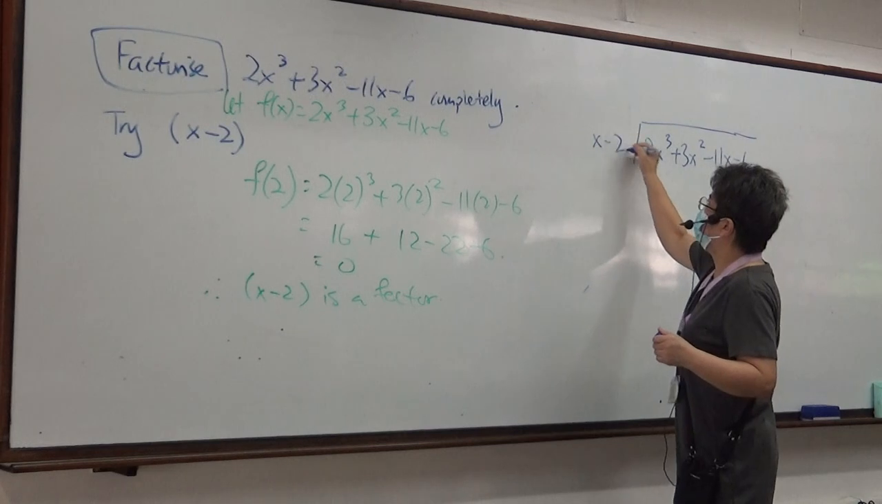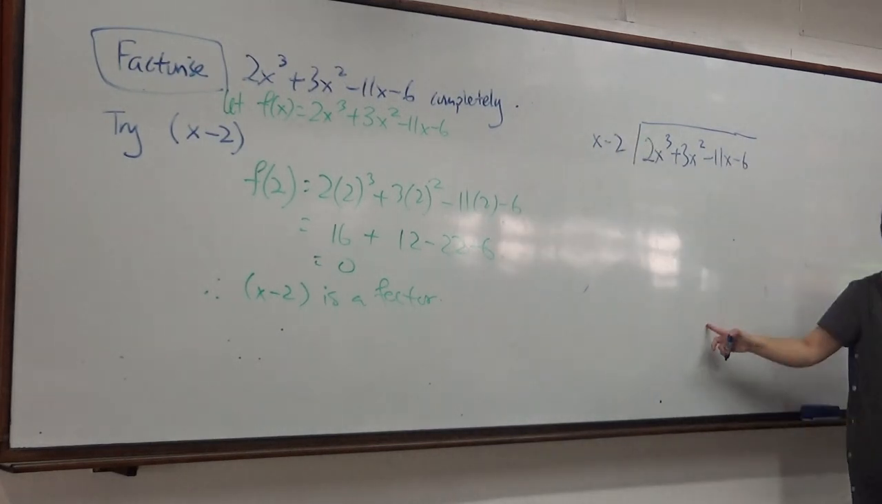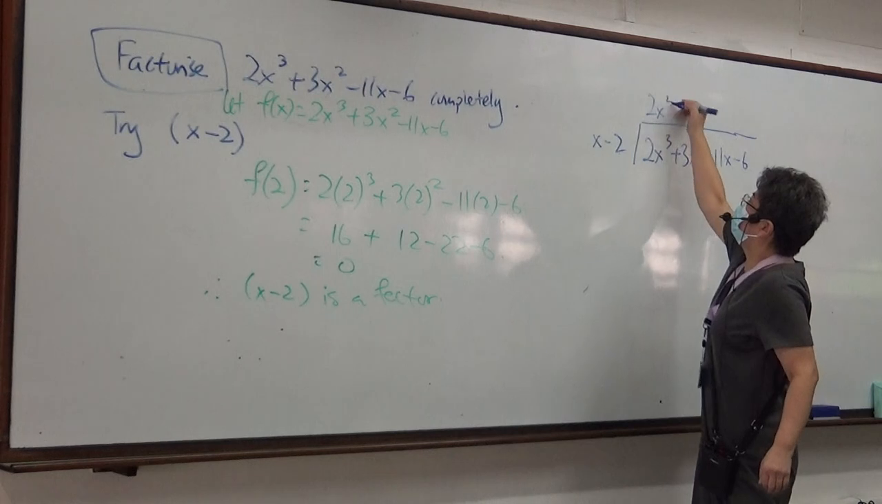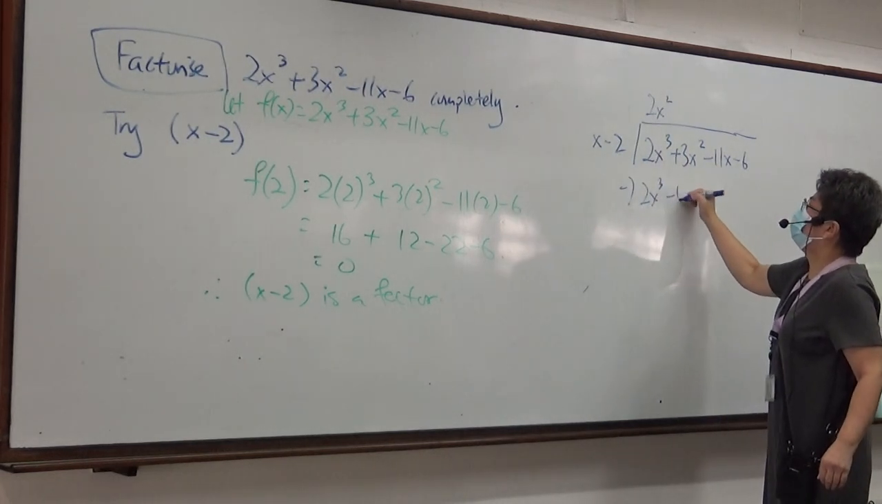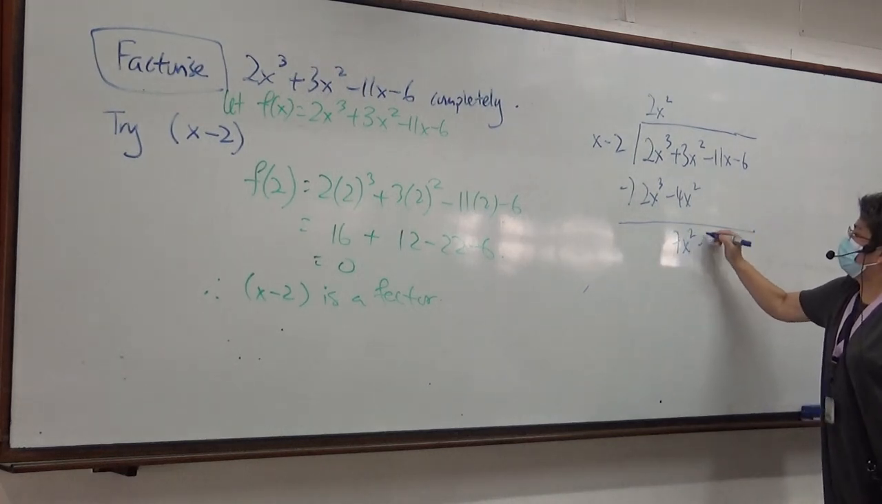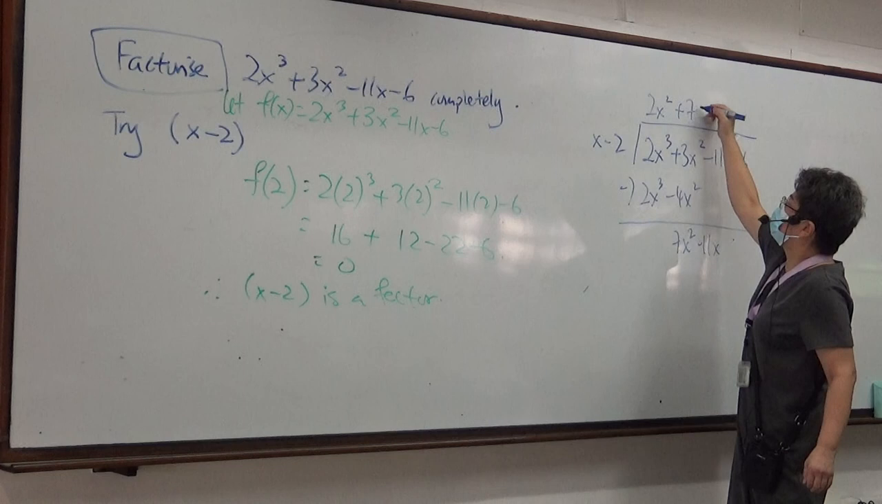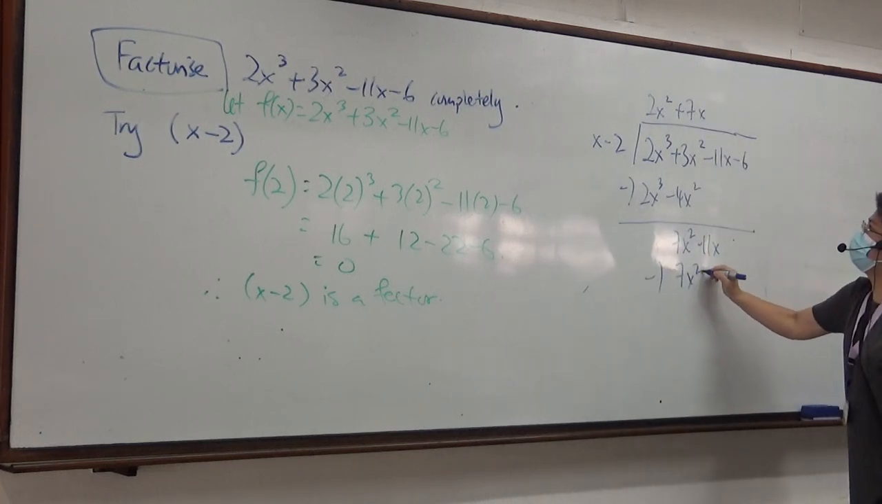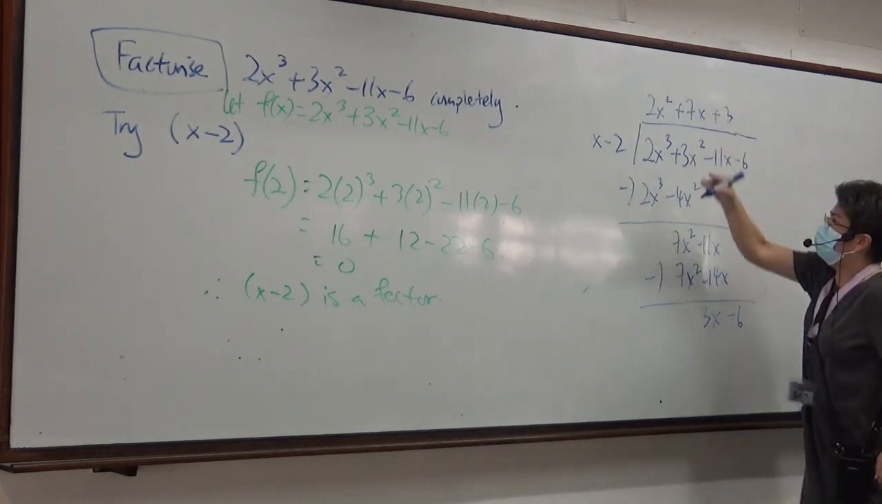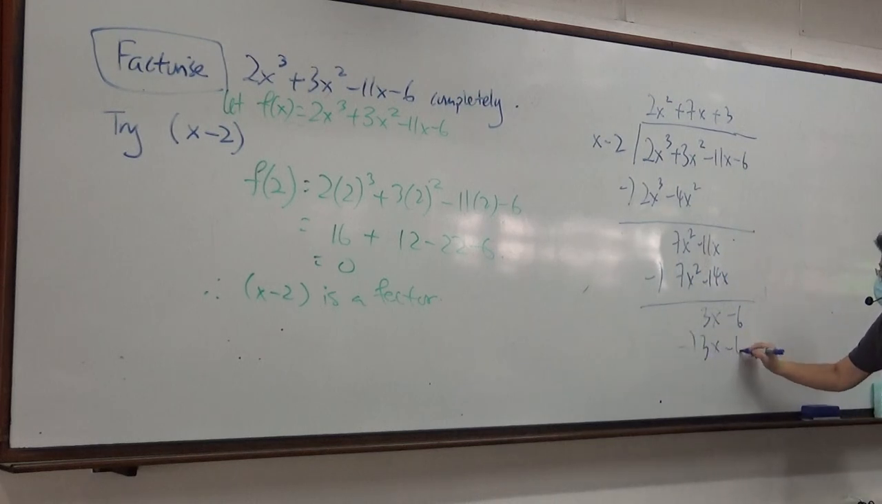Then this one is what? X minus 2, right? You must know the remainder must be 0 because it is already a factor. Understand? Okay, so I divide: 2x squared, 2x cubed minus 4x squared. What's this? 7x squared minus 11x plus 7x. 7x squared minus 14x. What's this? 3x minus 6, right? Plus 3. 3x minus 6. So 0. Correct.